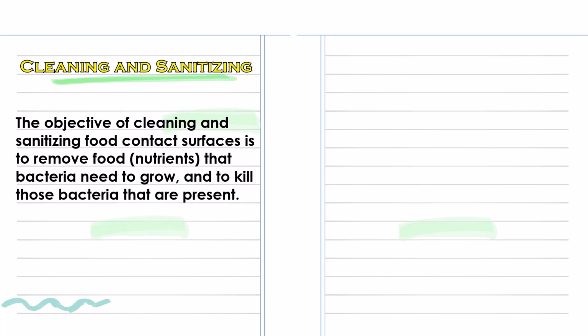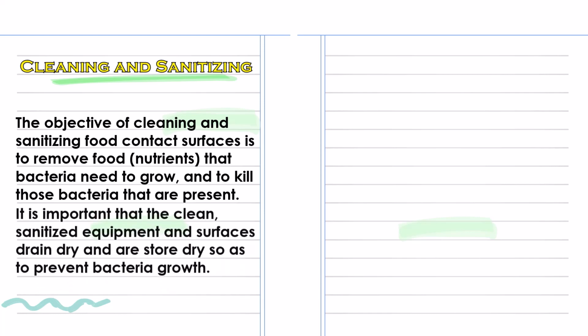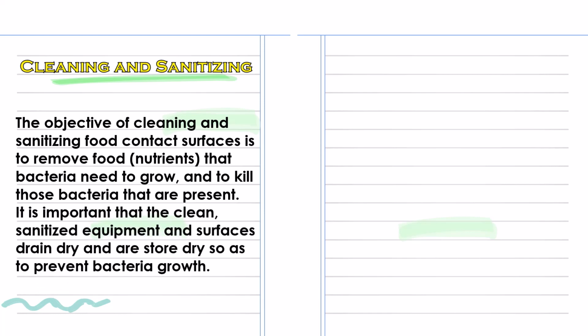Cleaning and sanitizing. The objective of cleaning and sanitizing food contact surfaces is to remove food or nutrients that bacteria need to grow and to kill those bacteria that are present. It is important that the clean, sanitized equipment and surfaces drain dry and are stored dry so as to prevent bacteria growth.